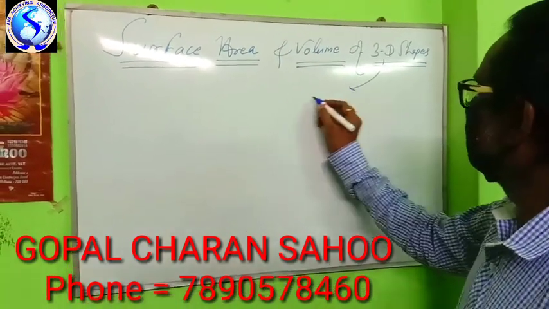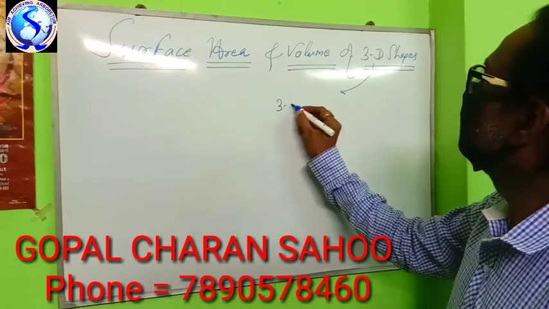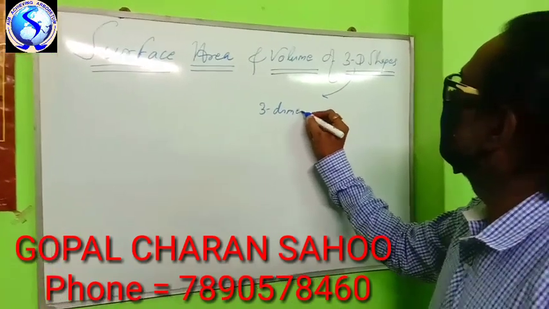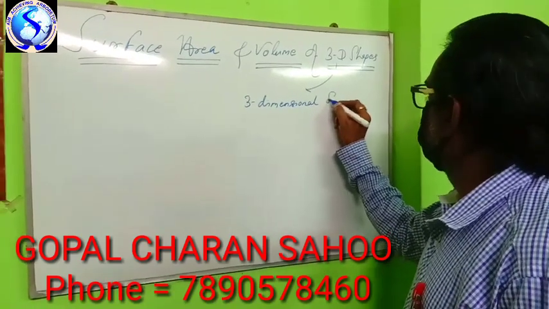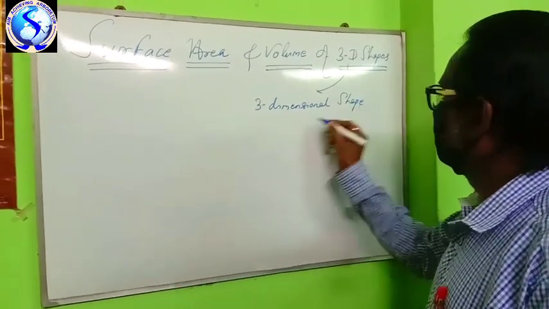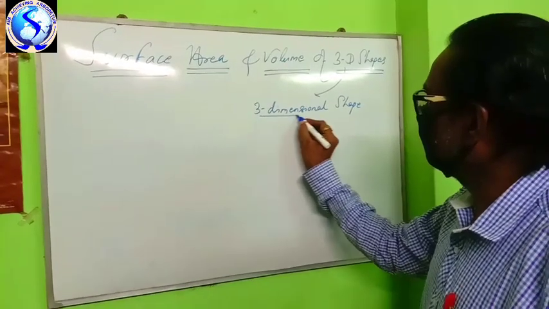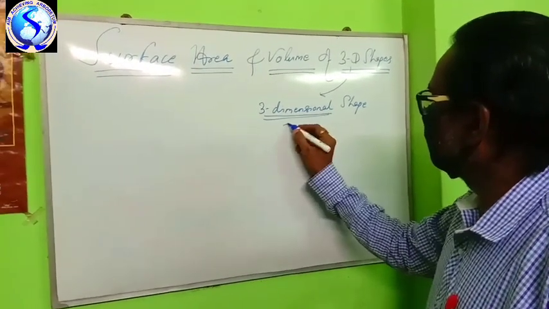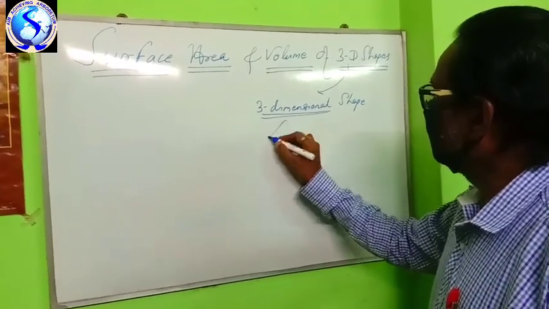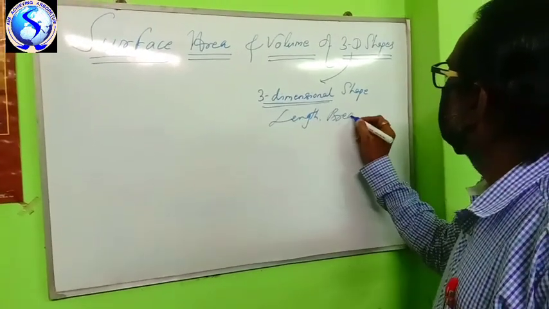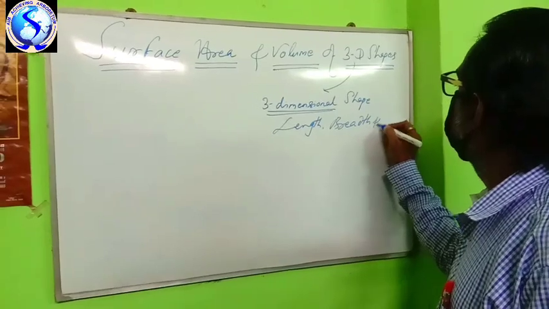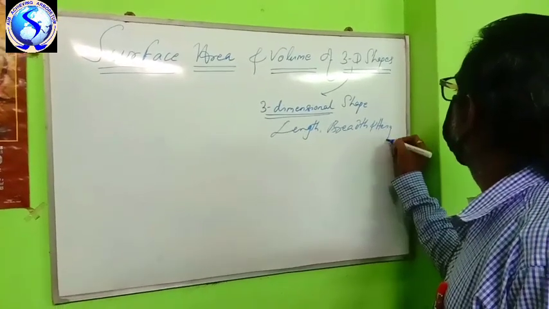3D means three-dimensional shape. 3D means three-dimensional. Three-dimensional means what? Like length, breadth and height should be there.